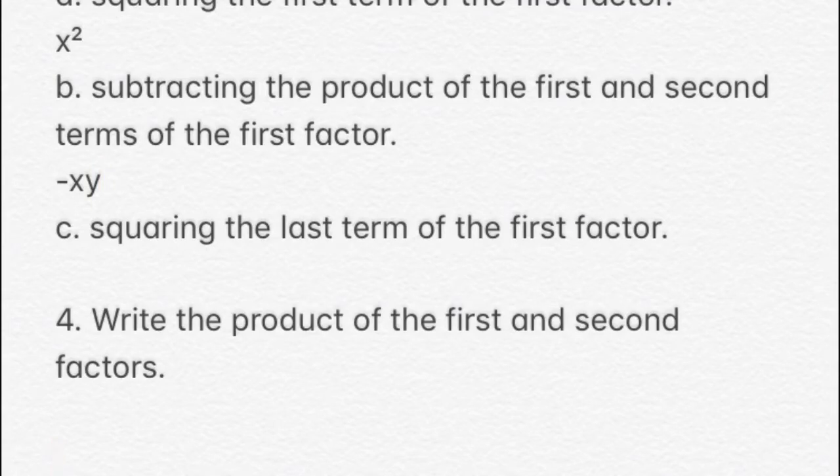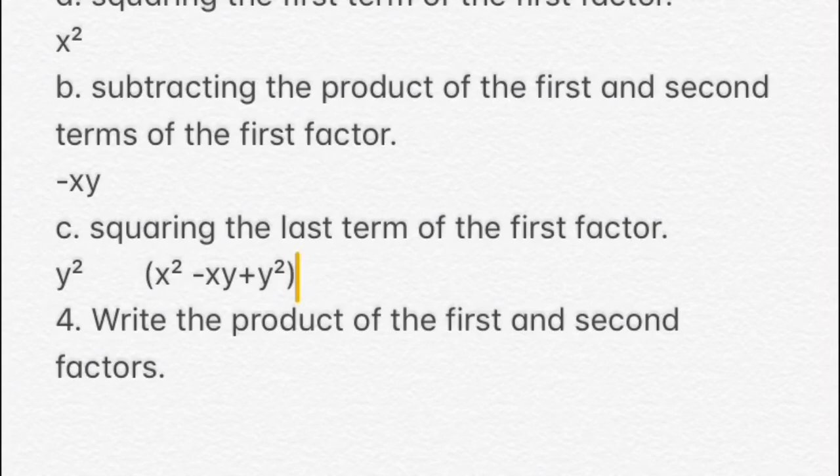And for the third term, we're going to square the last term of the first factor. The last term is y, so we're going to have y squared. So the second factor is x squared minus xy plus y squared. So this will be our second factor.